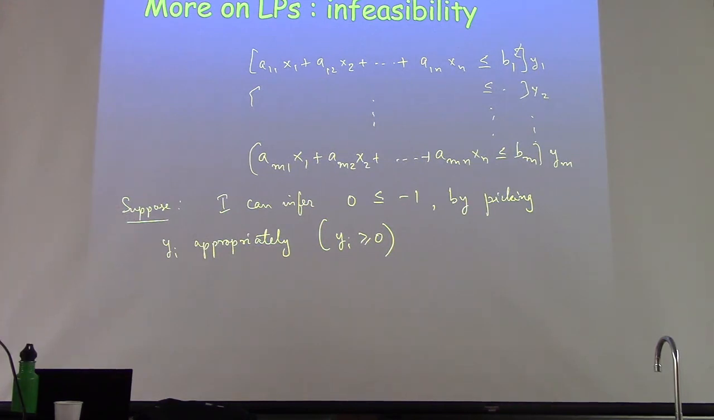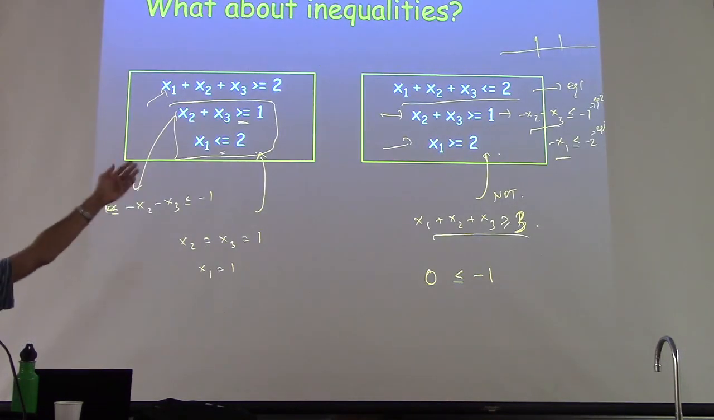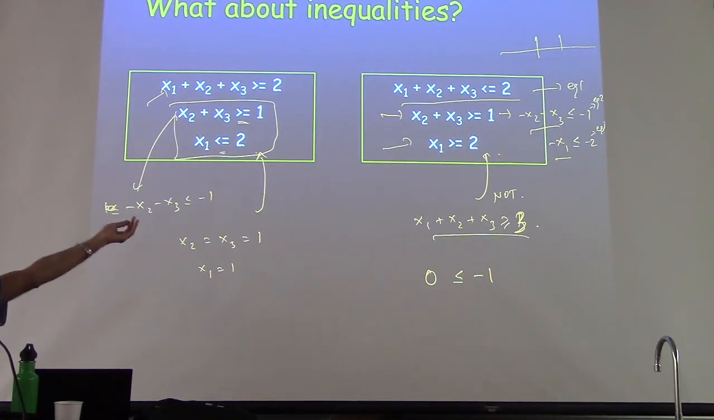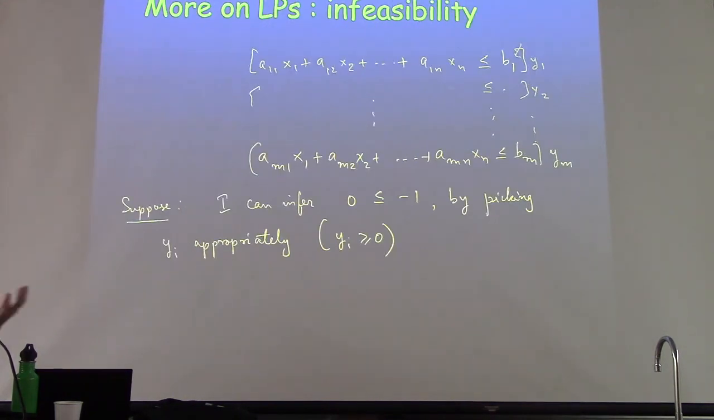Right? This is similar to before. Because it's basically like saying you can't have all these constraints being satisfied. If they were, you would get a contradiction. But here also it turns out this kind of very nice duality statement is true.